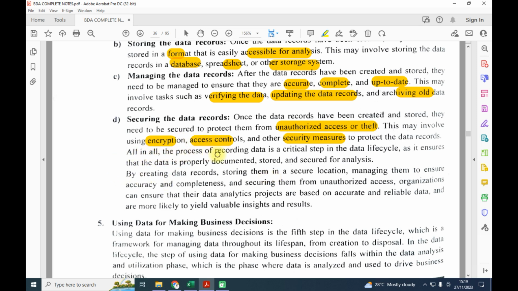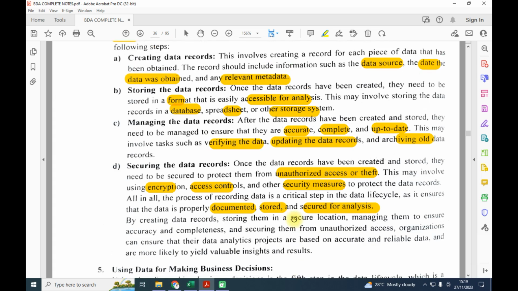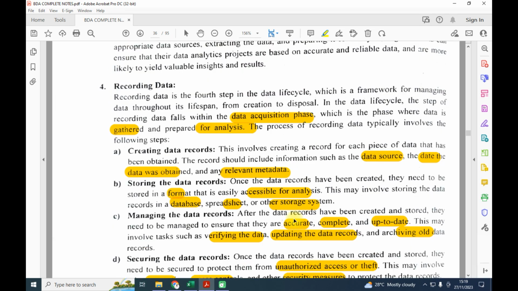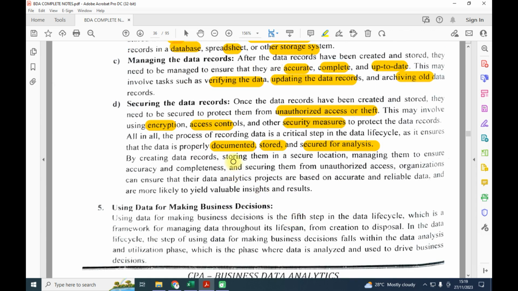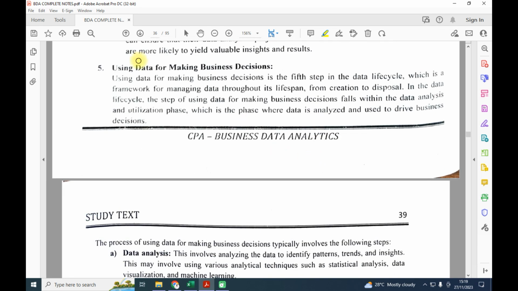All in all, the process of recording data is a critical step in the data lifecycle, as it ensures that the data is properly documented, stored, and secured for analysis. That is the process of data recording, where we are ensuring that data is properly recorded, properly documented, stored, and again secured for analysis.